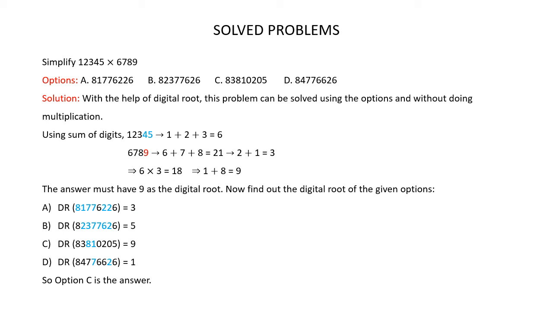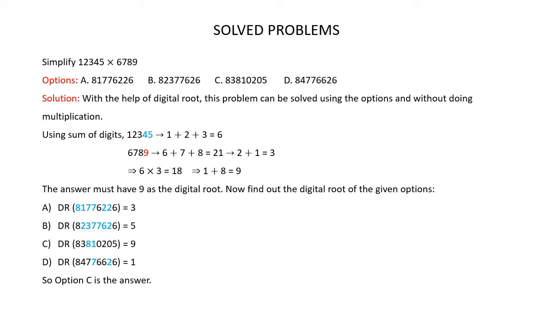Let's consider option B and find the digital root of 8237726. Here 7 plus 2 is 9, you can neglect those two digits. 3 plus 6 is 9, you can neglect those two digits. So again 7 plus 2 is 9, you can neglect those two digits. Finally you are left with 8 and 6. 8 plus 6 is 14 and 1 plus 4 is 5. So the digital root of option B is 5.